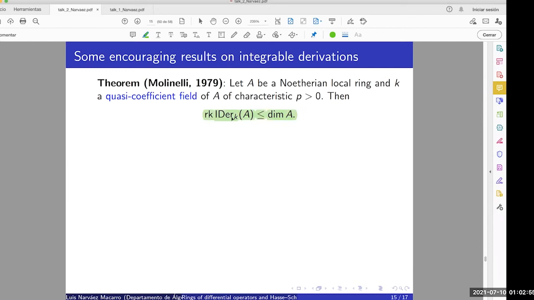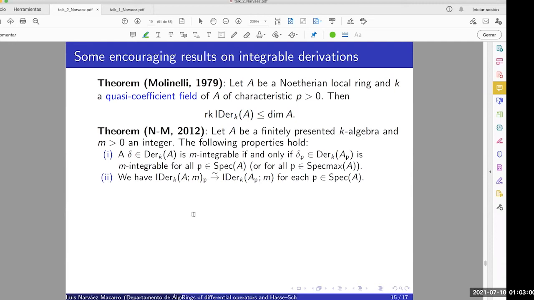Actually, there is another property which is, let's say, encouraging, that integrability is a local property. Finite integrability is a local property, well, let's say, for finitely presented K-algebras, okay? So this is, let's say, a reasonable hypothesis.